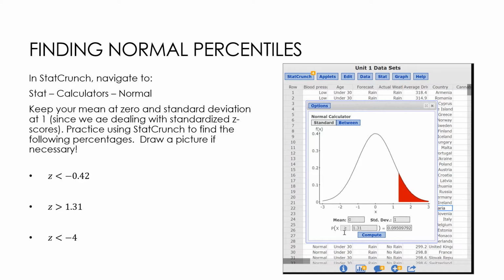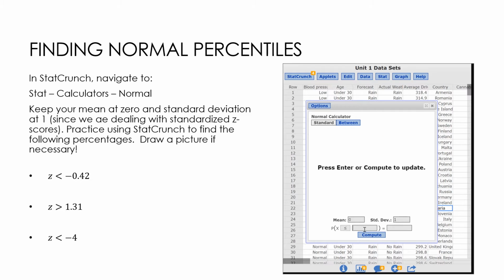The last one, z is less than negative 4. Hopefully before you even put this value in, you should know that this is a very, very small number. I say that because we've already talked about the empirical rule, and we said that 99.7% of our values fall within 3 standard deviations, and this is 4 standard deviations away. So notice that my picture doesn't even have any red on it because it's outside of that 3 standard deviations. But what I do have is my probability, which is 0.00003176, or 0.003%.